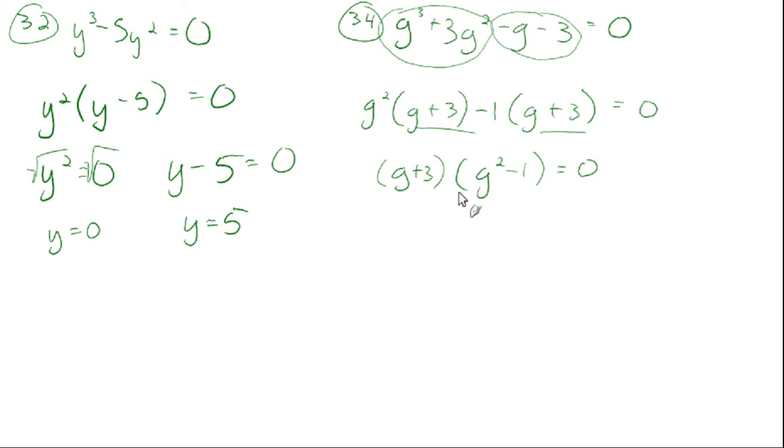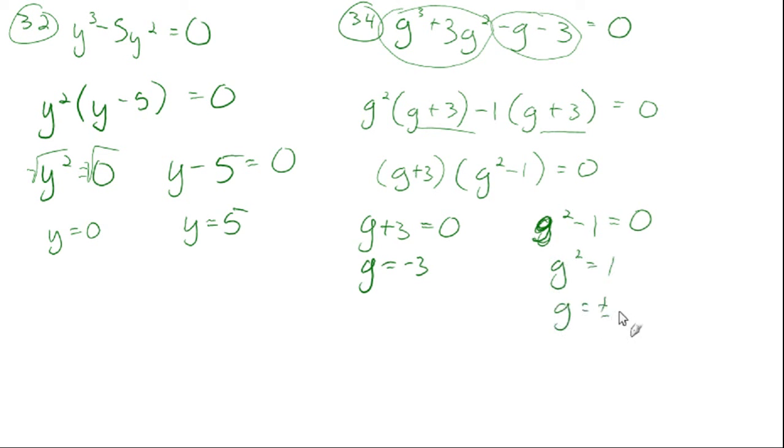So something times something equals 0 means one of these, whether it be g plus 3 or g squared minus 1, has to equal 0. So we just solve for both possibilities. So g could be negative 3, or g squared could be 1, and g could be equal to plus or minus 1 when we take the square root of both sides. So negative 3 or plus or minus 1, those are the solutions to number 34.